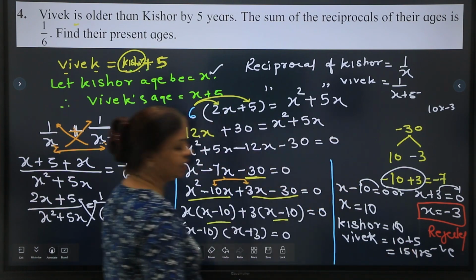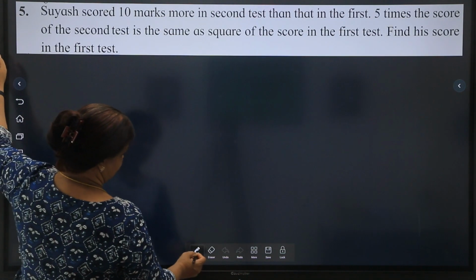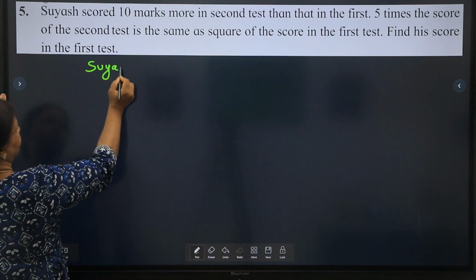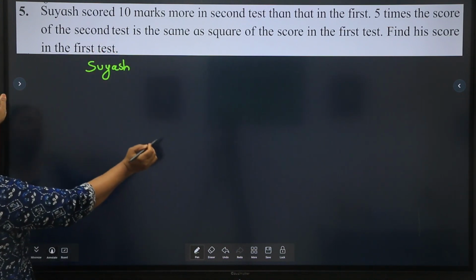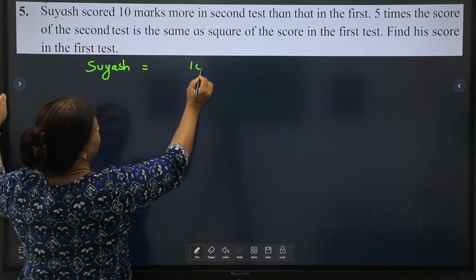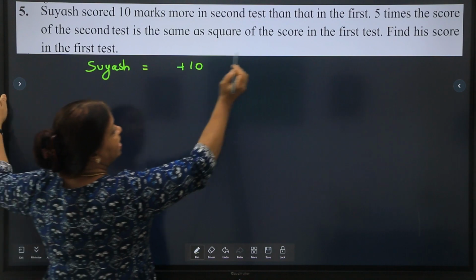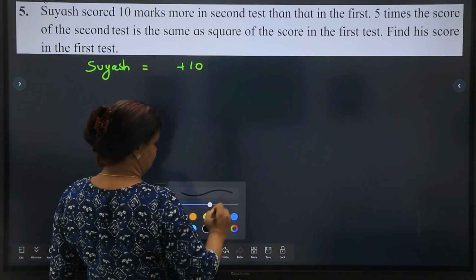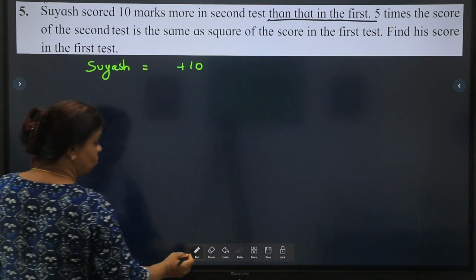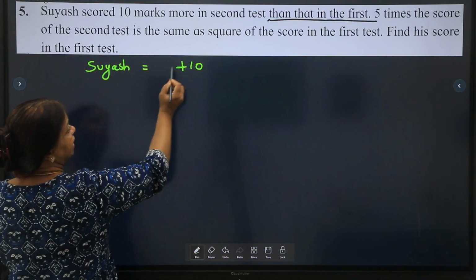You can copy the sum, children, and you can pause the video and solve the sum, children. Fifth question, children. See, Suyash scored 10 marks more in the second unit test than in the first. See, children, 10 marks more than in the first unit test.